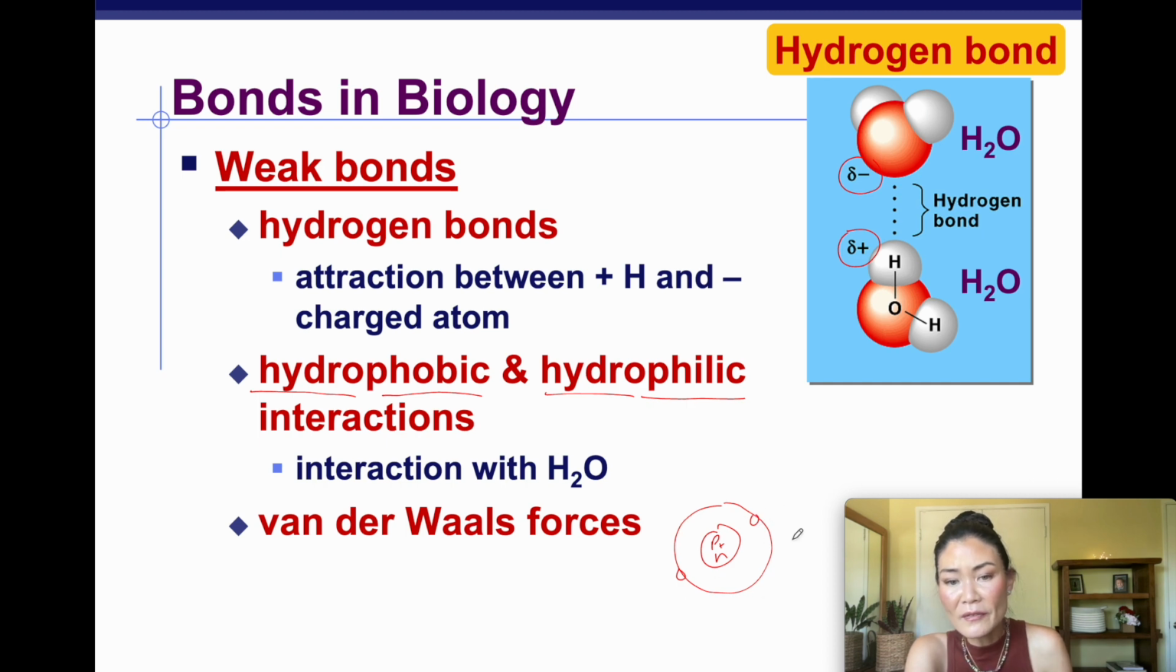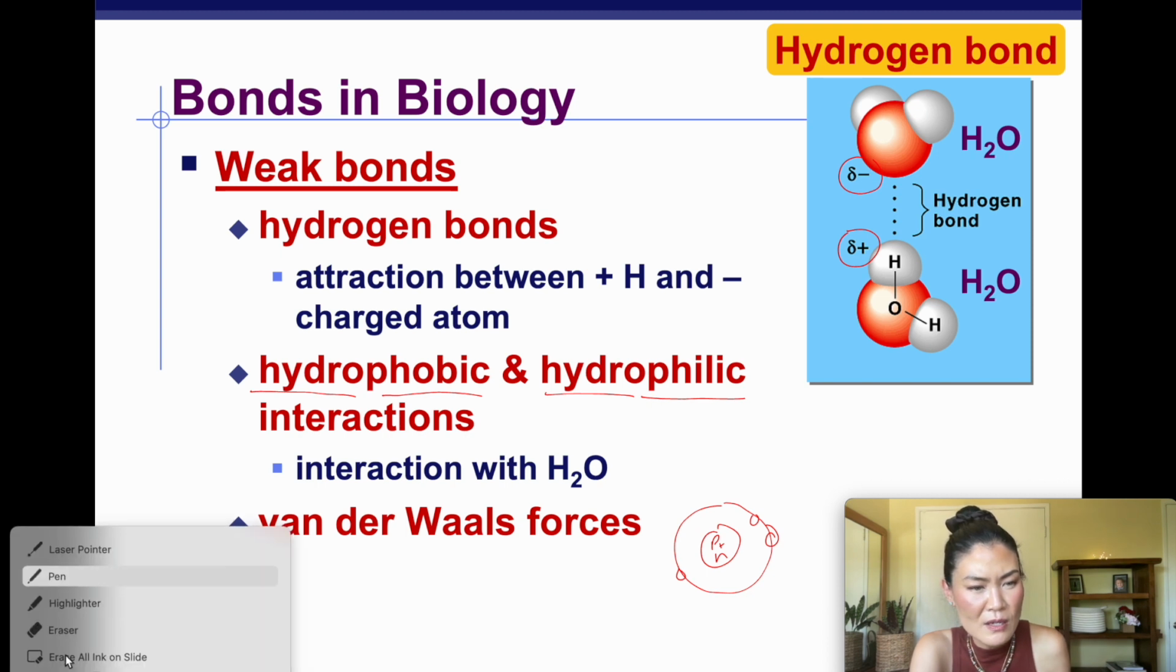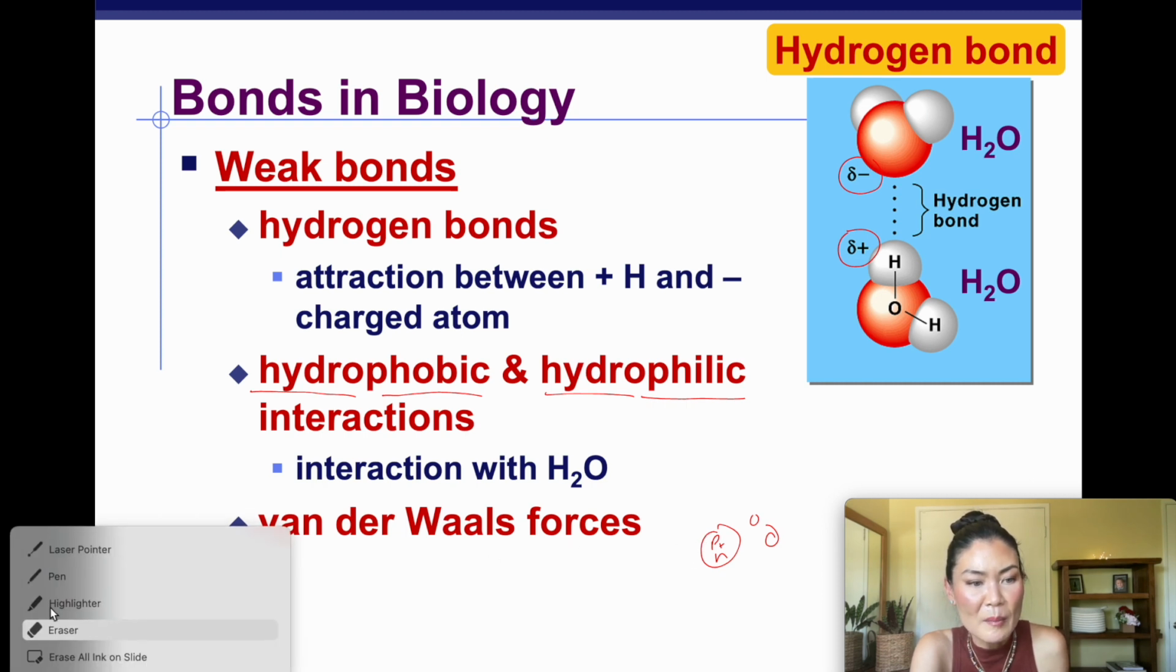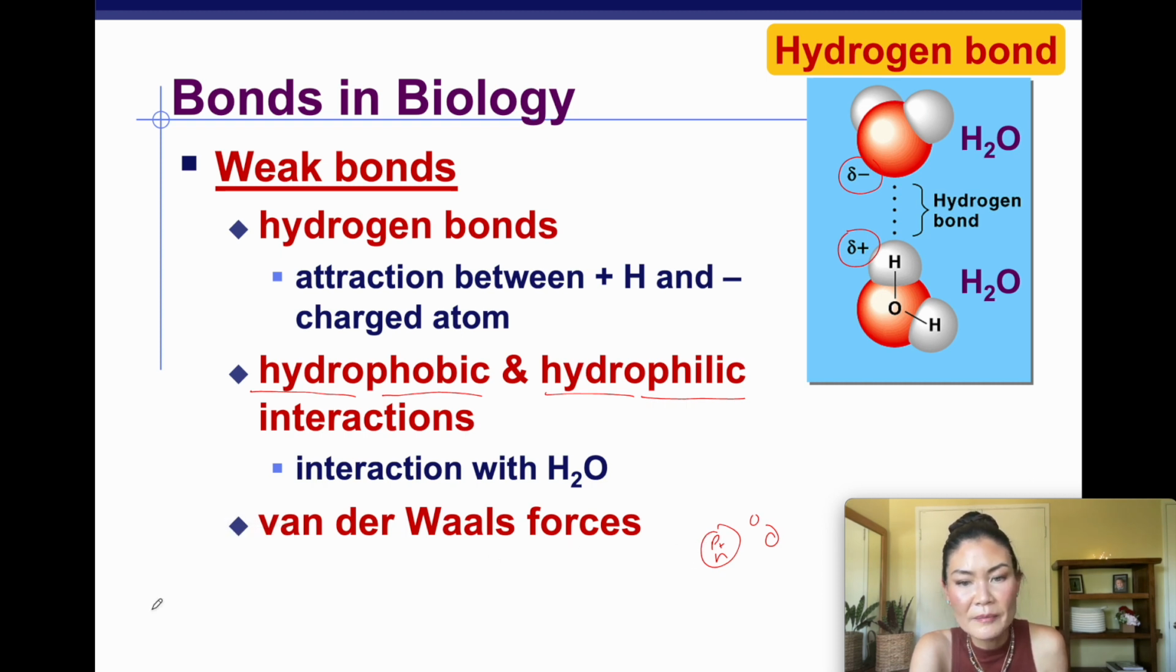Well, if you have electrons rotating around on the outside, at some millisecond perhaps the electrons are both on this side of the atom. Let me just erase this. Oh, I can't do that. Okay, so let's just say that perhaps the electrons all happen to be on this side of the atom.